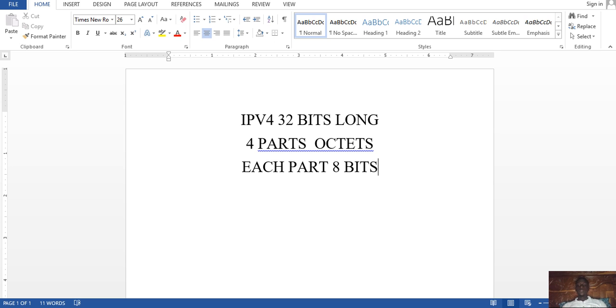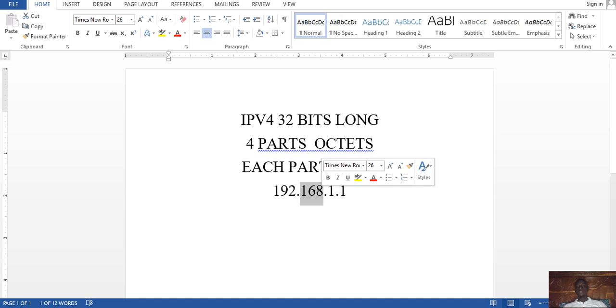Before we go into those addresses, let's understand what an IP version 4 address looks like. This is a simple typical IP version 4 address. The portions are divided by dots, and each portion is 8 bits. So how do we get the binary equivalent of this decimal IP version 4 address, 192.168.1.1? That is what I have to show you first.